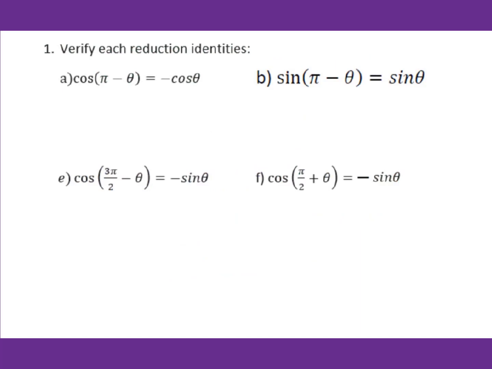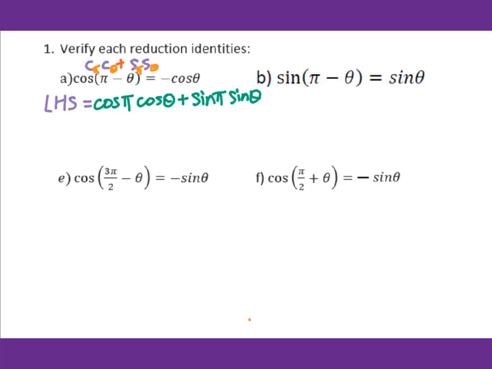Now we use sum and difference identities to verify each reduction identity. For A, we got the left-hand side cosine. That means we will get CCSS, plus sine, with the angles pi and theta. Therefore, we got cosine pi cosine theta plus sine pi sine theta.